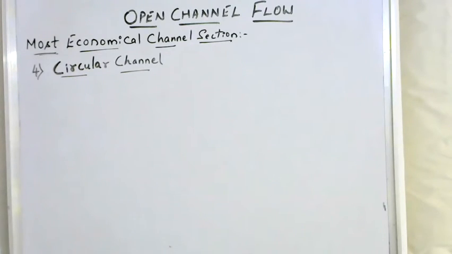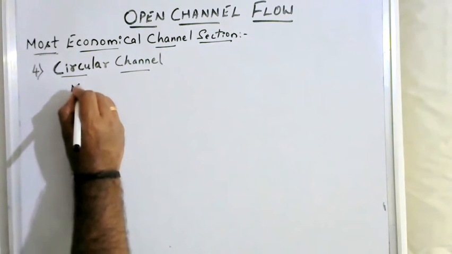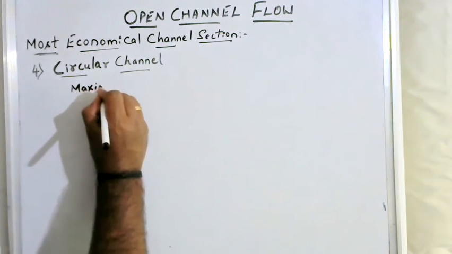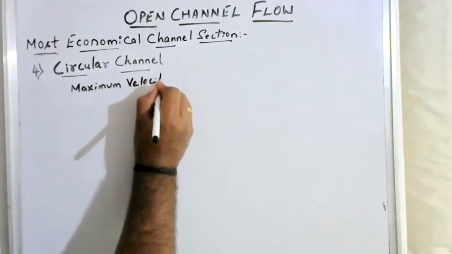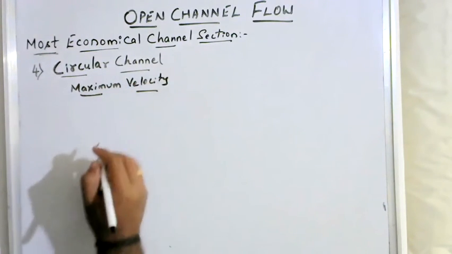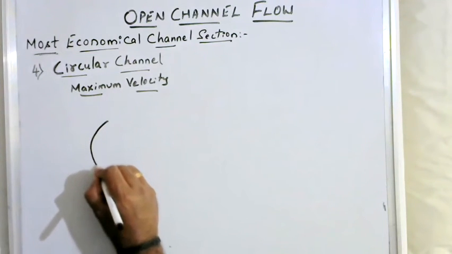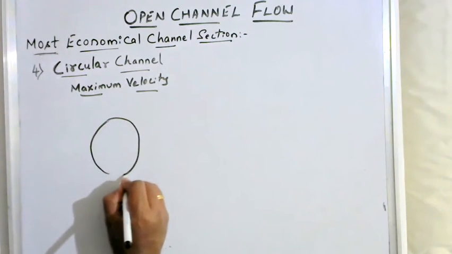Last one is the circular channel. In a circular channel, two cases will come. One is to get a maximum velocity, what is the condition? The second case is to get a maximum discharge, what is the condition? So let me take, in order to get the maximum velocity, what should be the condition for a circular channel? So let me consider a circular channel.